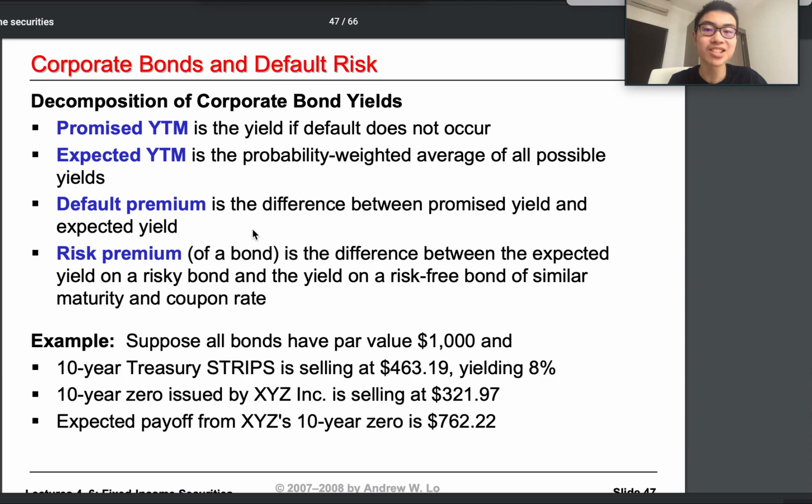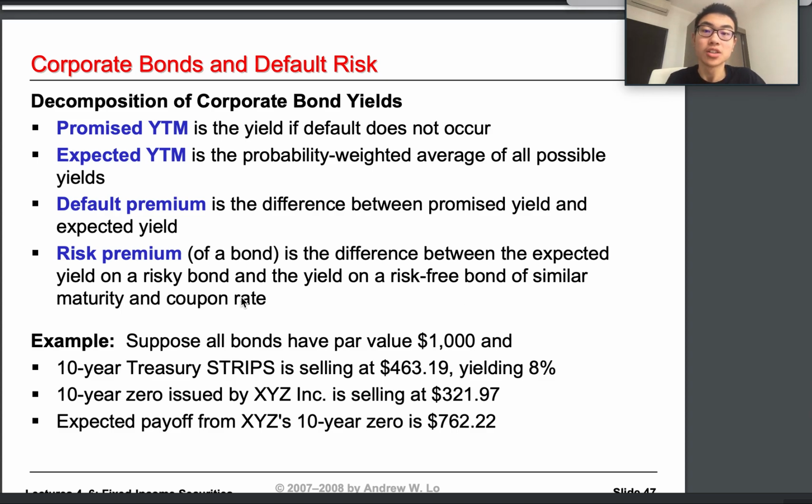And then we have the last terminology, which is the risk premium, which is the difference between the expected yield on the risky bond and the yield on the risk-free bond of similar maturity and coupon rate. Risk premium is a term that you have to learn, especially in the future lecture when we talk about the capital asset pricing model. It is basically the difference between a bond that is risky and a bond that has no risk, which we refer to as risk-free, or the risk-free rate. And for this particular bond, there's almost no risk actually. For instance, the Treasury bill.